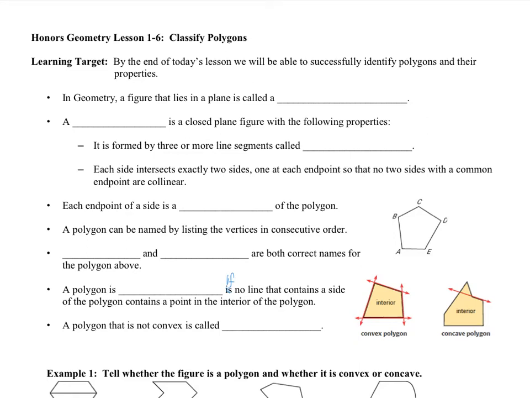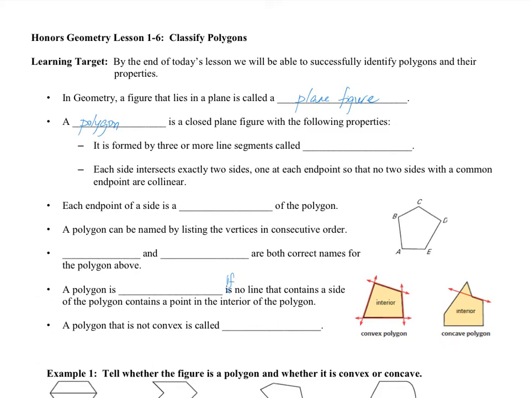Lesson 1.6: Classify polygons. By the end of today's lesson, we will be able to successfully identify polygons and their properties. In geometry, a figure that lies in a plane is called a plane figure. A polygon is a closed plane figure with the following properties.